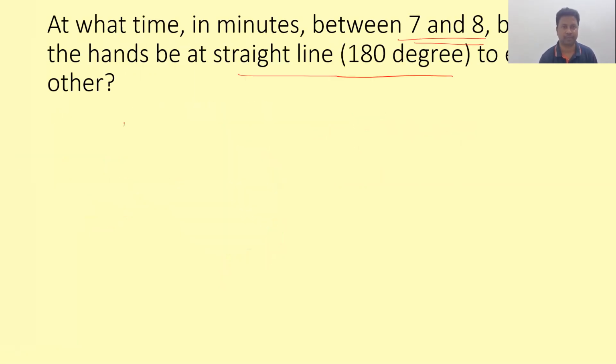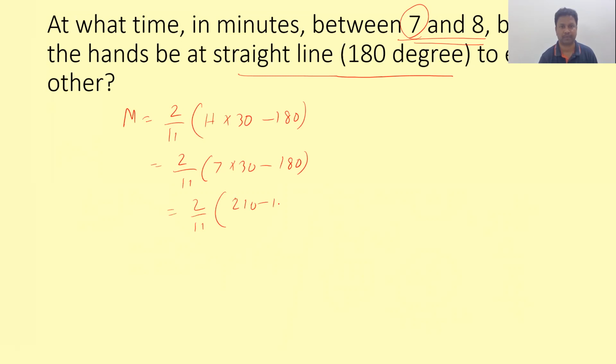So see this, minute equals 2 by 11 into (h into 30 minus 180). What is h? The lowest interval must be considered as the h value. 7 into 30 minus 180, times 2 by 11. It's 210 minus 180, which is 30. So 60 by 11. You want to make it a mixed fraction. 11 fives are 55, the remainder is 5. So how to write this? 5 by 11 minutes.